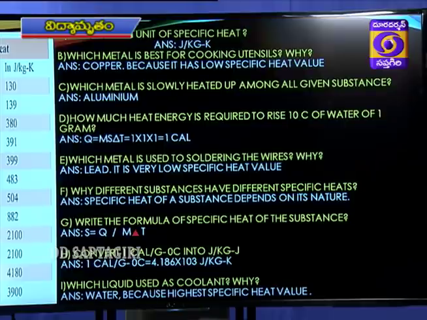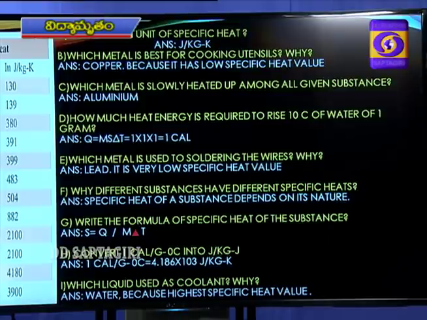And afterwards, convert 1 calorie per gram degree centigrade into joules per kg Kelvin. Then you have to note down this value. Children, you have to note down this value. 1 calorie per gram degree centigrade is equal to 4.186 into 10 cube joules per kg Kelvin. You have to note down this value.